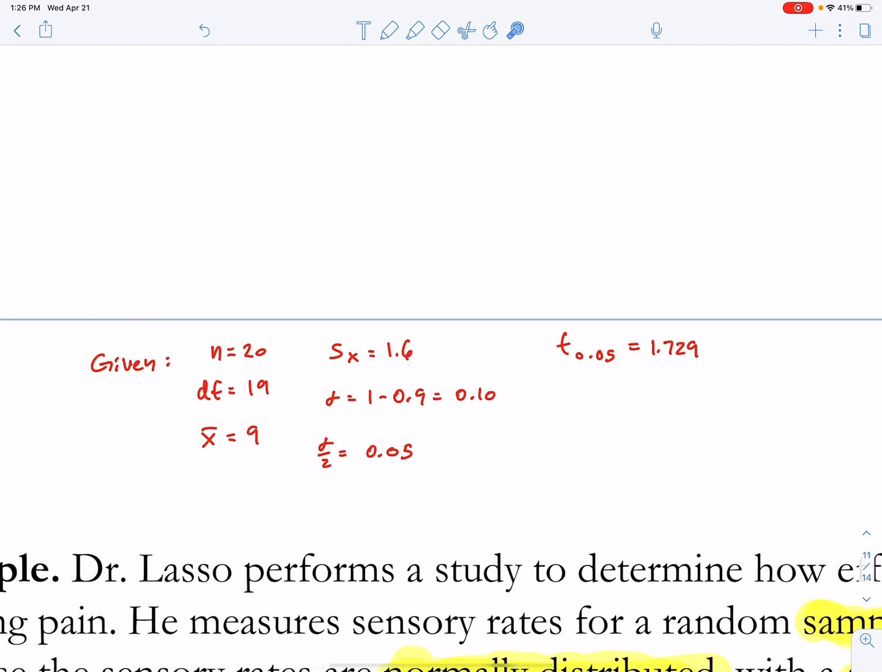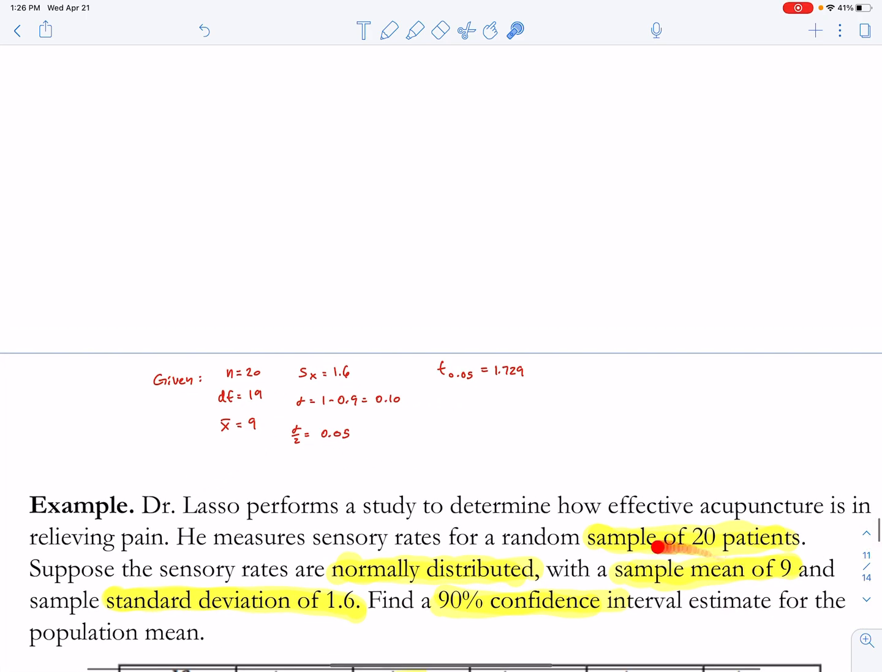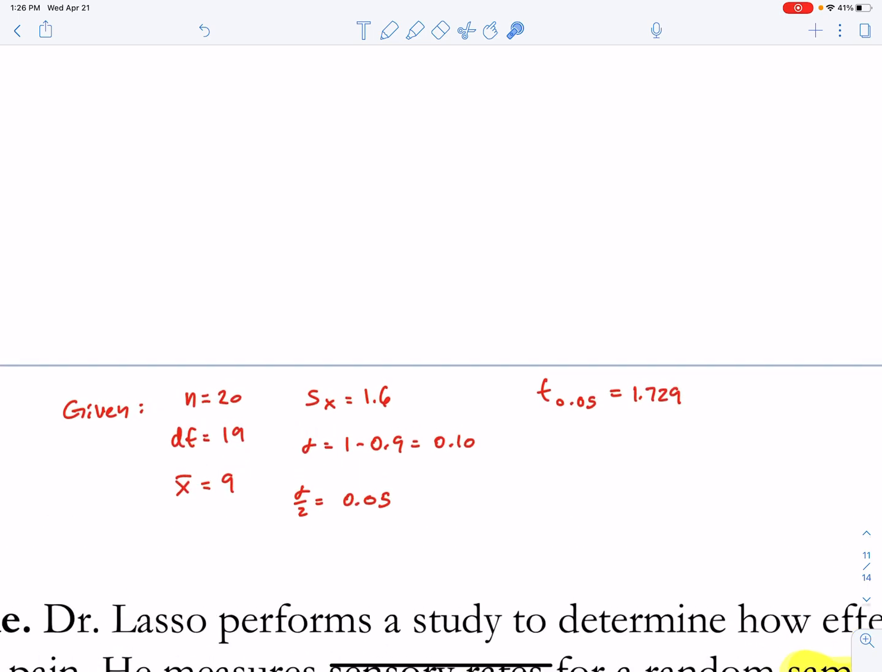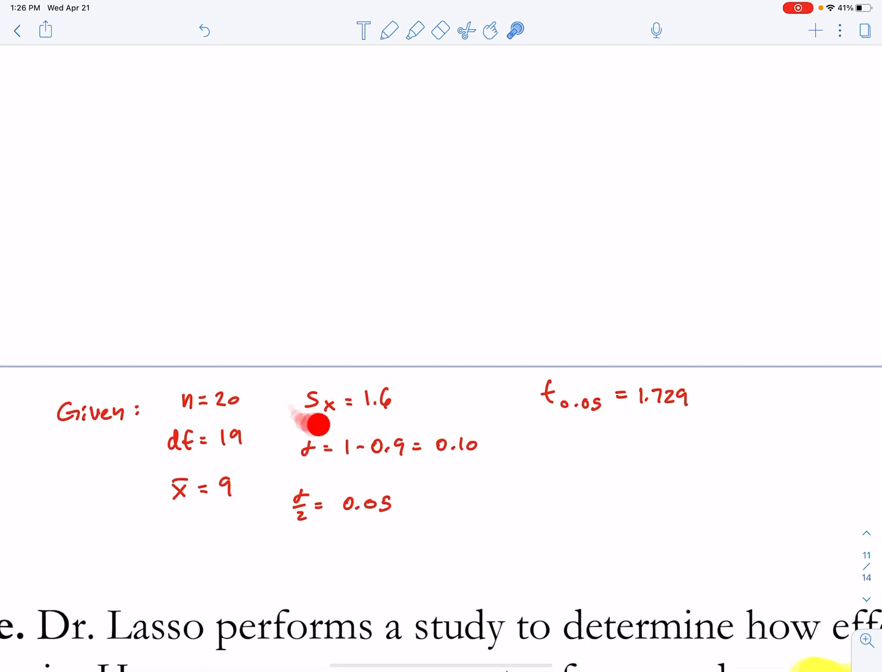So my given, we have a sample of 20. And if you do your degree of freedom, as you can see, I'm cutting corners at this point. I'm not writing it all out for you. It was n minus 1, so 20 minus 1 gives me 19. My sample mean is 9. That was given, right? Sample mean 9. And then we have a sample standard deviation, S sub x, equals 1.6.